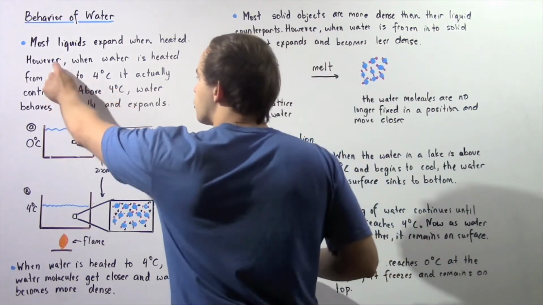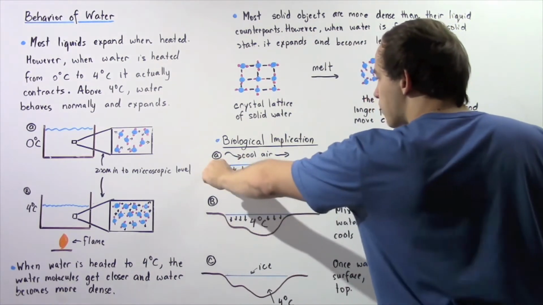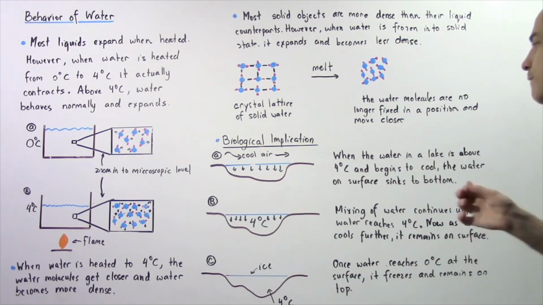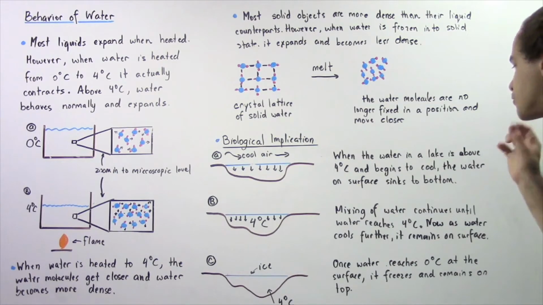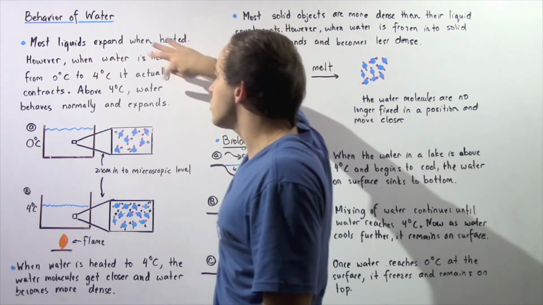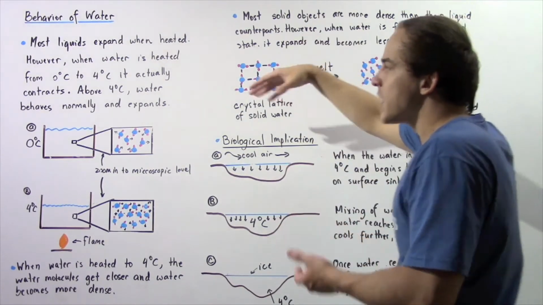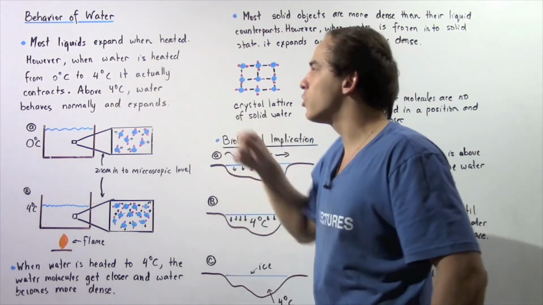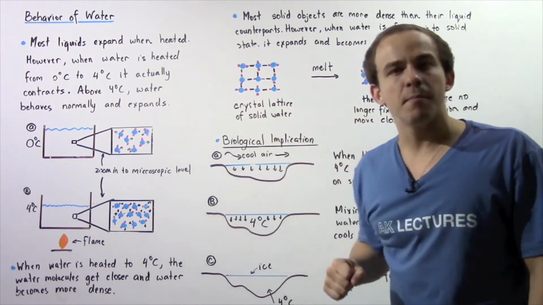Now, let's examine a very important biological implication of this behavior of water between the range of 0 degrees Celsius and 4 degrees Celsius. And let's examine the following lake. So let's suppose we have the ground and we have a lake. So when the water inside the lake is above 4 degrees Celsius and begins to cool, let's say in the winter, the water on the surface sinks to the bottom. So that's because we said above 4 degrees Celsius, water behaves normally and will expand. In other words, as you increase the temperature of water above 4 degrees Celsius, it becomes less dense. And as you decrease the temperature above 4 degrees Celsius, it becomes more dense. So that means the cooler water will sink to the bottom.